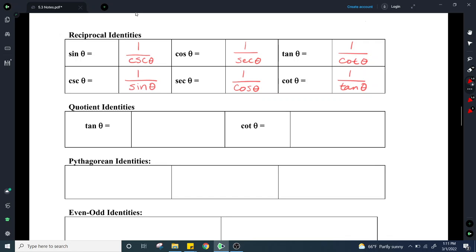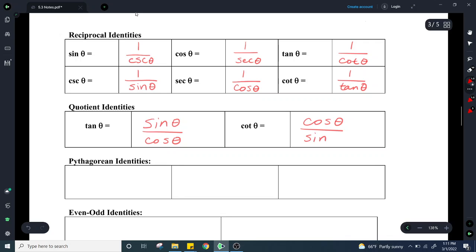So the first one, tangent theta, can also be expressed as the ratio of the sine function over the cosine function. So tangent theta is equal to sine theta over cosine theta. And then because cotangent is the reciprocal of tangent, remember what reciprocal means, that's where you take a fraction and you flip the numerator and denominator. Cotangent then can also be expressed as cosine theta over sine theta. So you see that these are reciprocals of each other as we would expect. So if tangent is sine over cosine, cotangent can be expressed as cosine over sine.